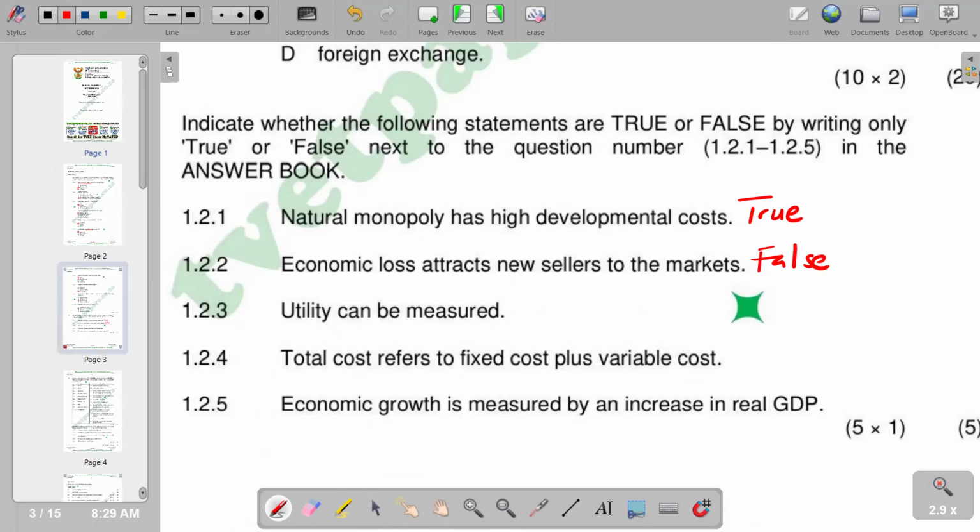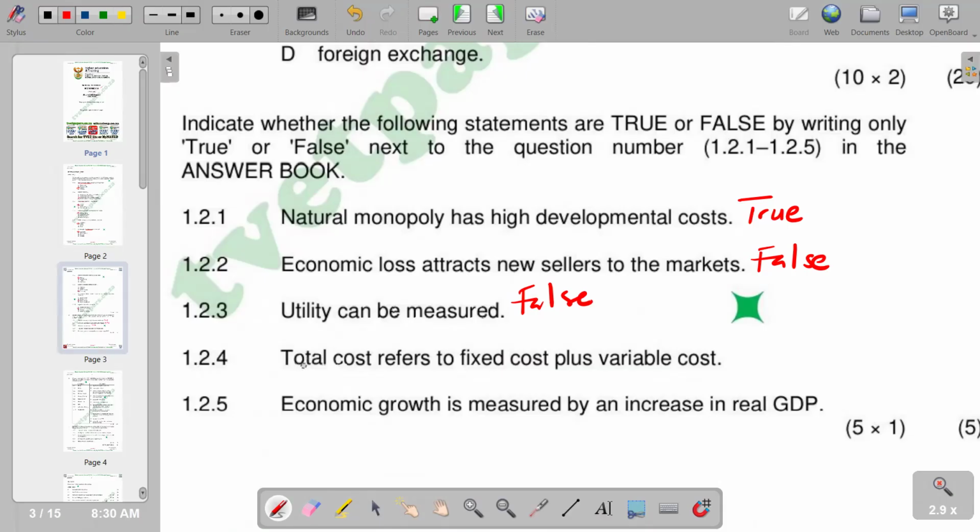Then we go to number 3, utility can be measured. You see that utility cannot be measured. That makes it false. Remember, utility is the satisfaction that is gained from consuming a product. So no way that we can measure that. Or we can define utility as a state of being useful. It is a subjective concept of satisfaction rather than a physical quantity. So that makes it difficult to measure. It can only be measured indirectly. So we can take note of that.